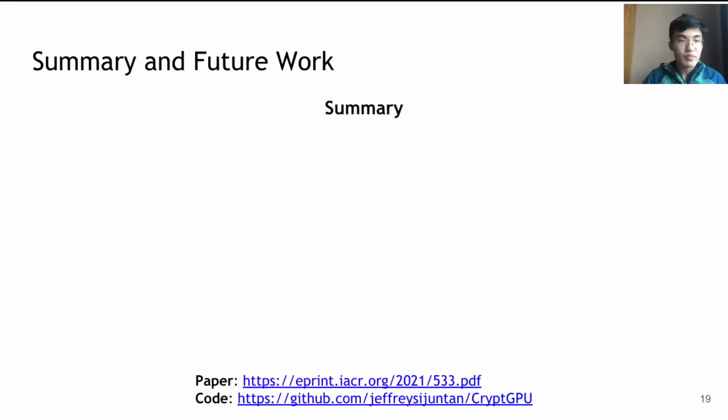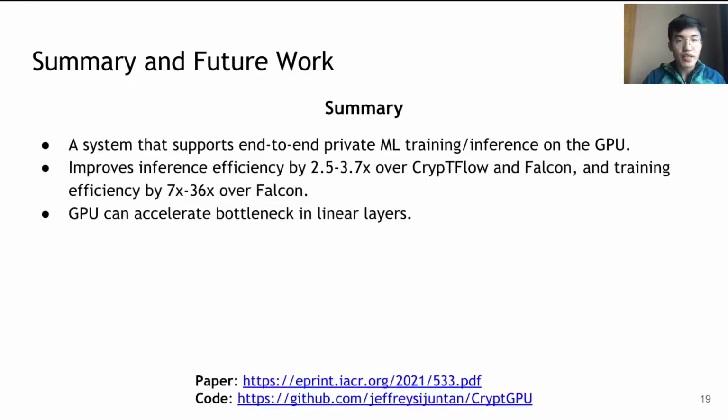To sum up, we present a system that supports end-to-end private training and inference on the GPU. Our system improves inference efficiency by 2.5 to 3.7x and training efficiency by 7x to 36x compared to prior work. Our results show that GPU can significantly accelerate bottlenecks in linear layers.